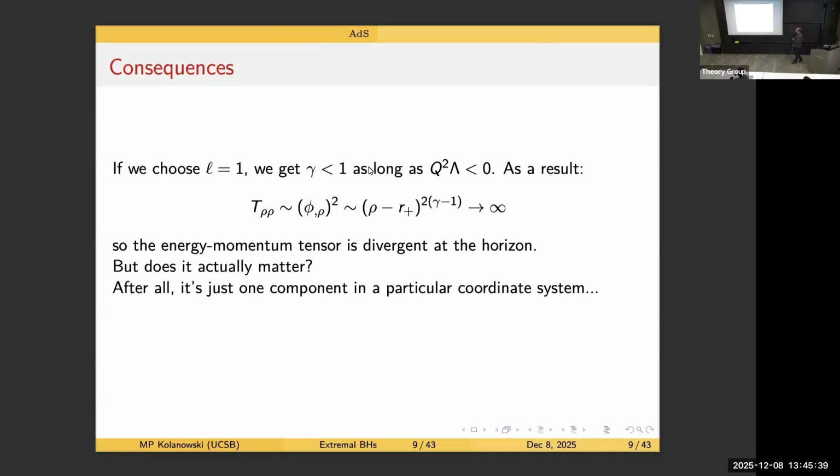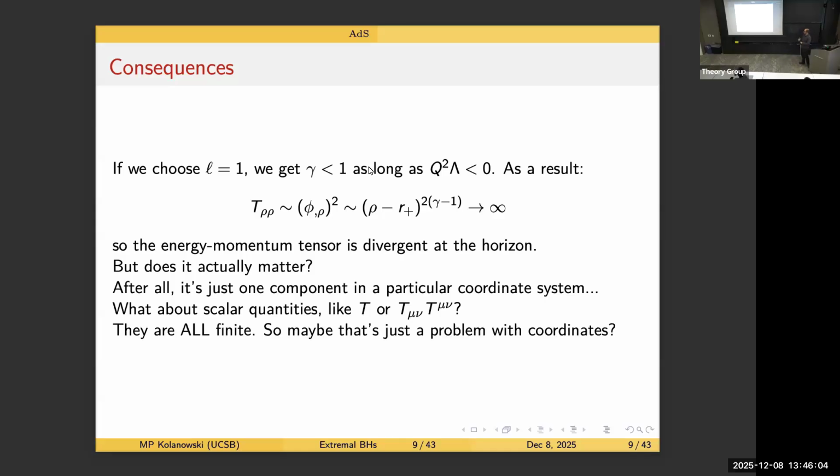And you may think that it shouldn't matter because the very first thing that we learn in our GR course is that coordinates lie to you. And you shouldn't trust some coordinate dependent statements, and you should look for scalar quantities. Here you could compute a trace of energy momentum tensor, or maybe squared. And then you would actually find that all these quantities are finite. So that would suggest that, yeah, maybe we're just using wrong coordinates.